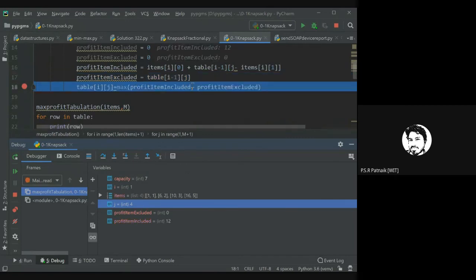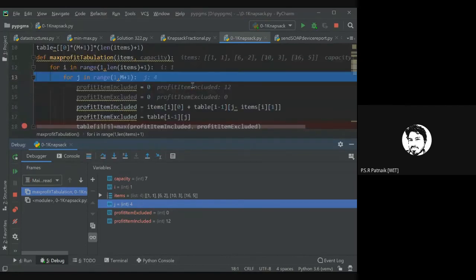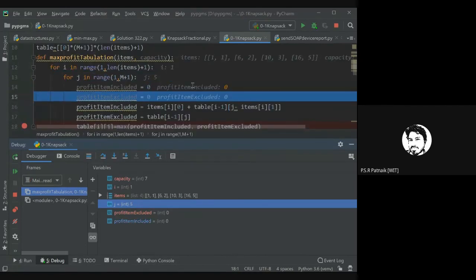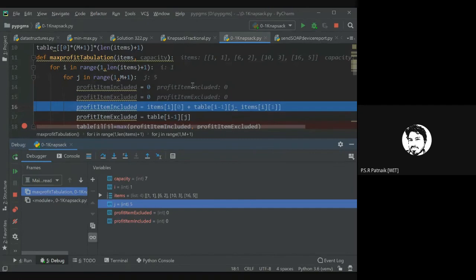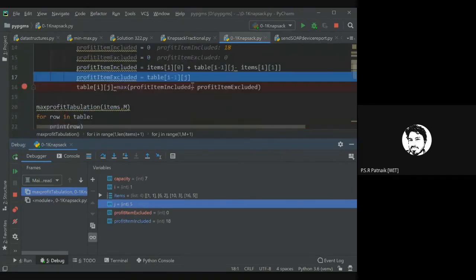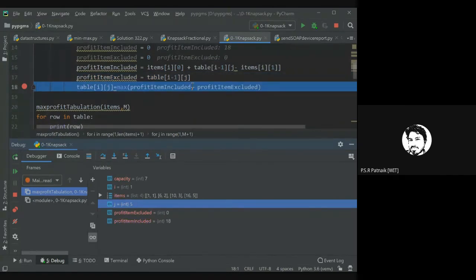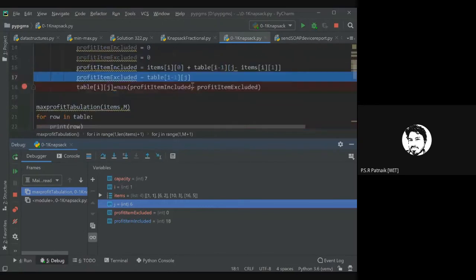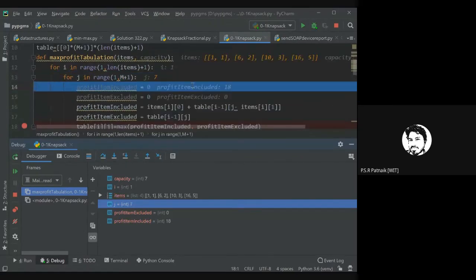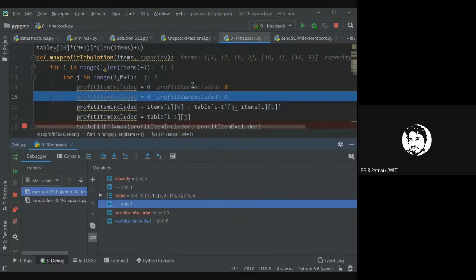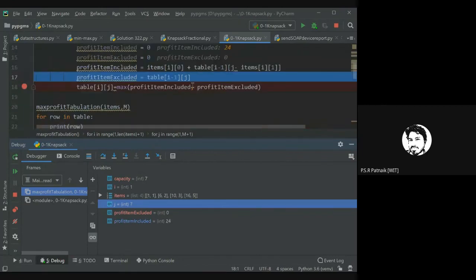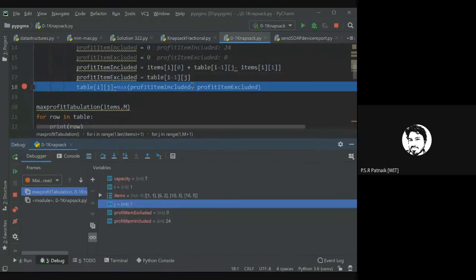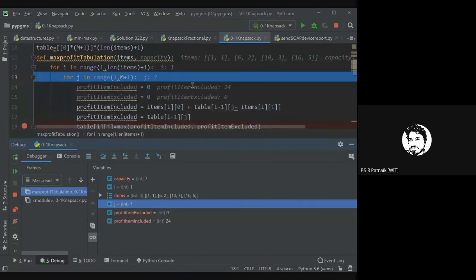I think something is missing here. We shouldn't get 12. Profit item is equal to 18. j is equal to 5. Something is not as per the approach we have discussed. j is equal to 7.